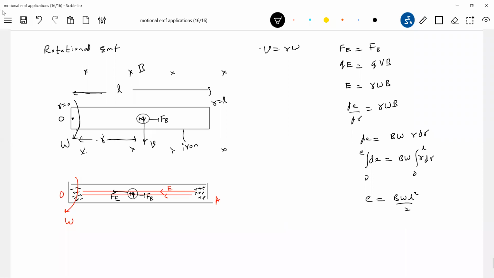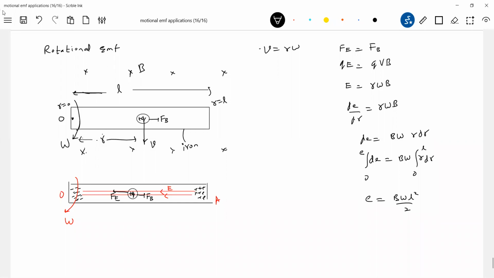Suppose I want an EMF of 10 volt. Yes, I can go for it. Usually what is the length? We don't go for several kilometers. In applications, the length will be around 5 meter, 10 meter, or 20 meter. I should not go for a very large length because the equipment will become very large. This rotating rod is a part of a generator, and the size of the generator should be small. So L should not extend to several hundred meters, a few 10 meters.